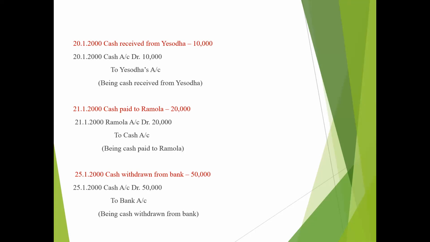So cash withdrawn from bank, 50,000. The entry is cash account debit to bank account. Cash account is the real account. Bank account is the personal account. Real account rule is debit what comes in. So cash account debit. Personal account rule is credit the giver, who gives the amount. Bank gives the amount. So automatically bank account is credited. So the narration is: being cash withdrawn from bank.